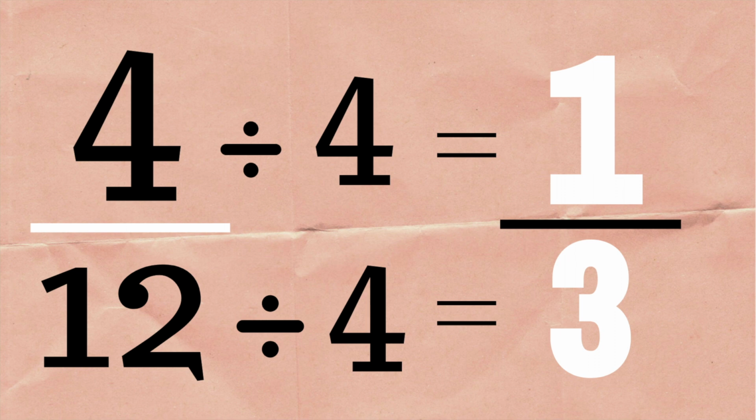So I'm going to do 4 divided by 4, which is 1, and 12 divided by 4, which is 3. And my answer is 1/3. So the simplified version of 4/12 is 1/3. And 1/3 is a much easier fraction to work with versus 4/12.